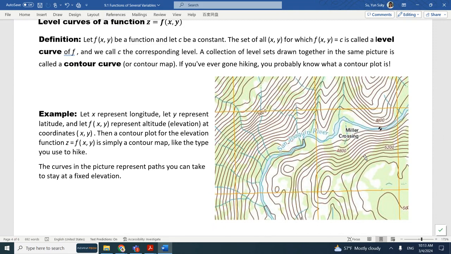Right? Everybody? Yeah, so for example, we let x be longitude and let y be latitude, and f of xy represent altitude, the elevation, at the coordinate xy. Then the contour plot for the elevation function is simply a contour map, like the type we use to hike. Look at the map. The curves in this picture represent the path you can take to stay at a fixed elevation.